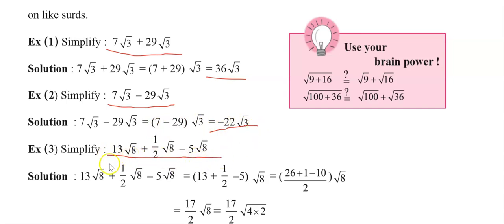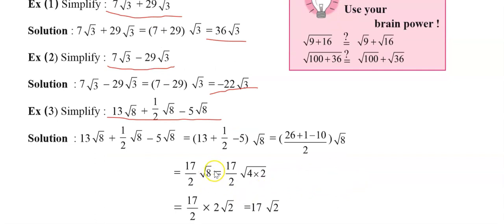Next is 13 root 8 plus 1 upon 2 root 8 minus 5 root 8. Now in this case we can take root of 8 as common: 13 plus 1 upon 2 minus 5. If we simplify it by taking the LCM, we find 13 into 2, which is 26 upon 2, 1 upon 2, and 10 upon 2. Therefore it is 26 plus 1 minus 10 upon 2 into root of 8.